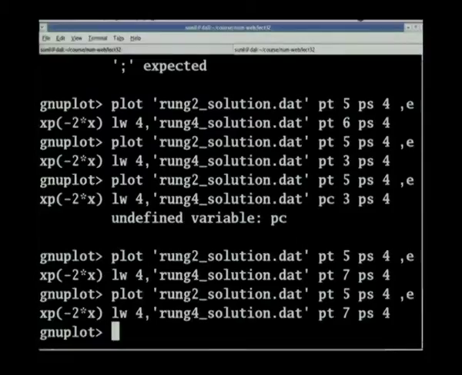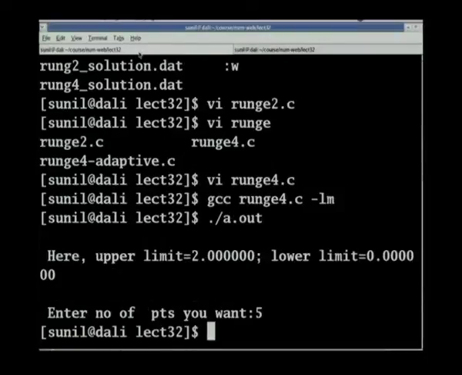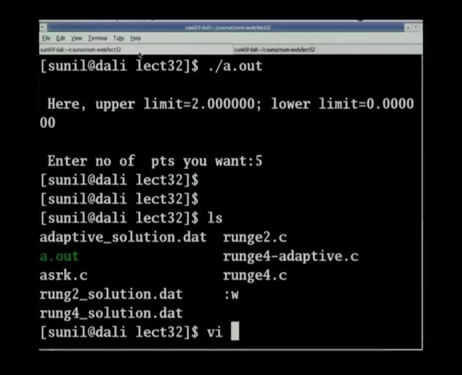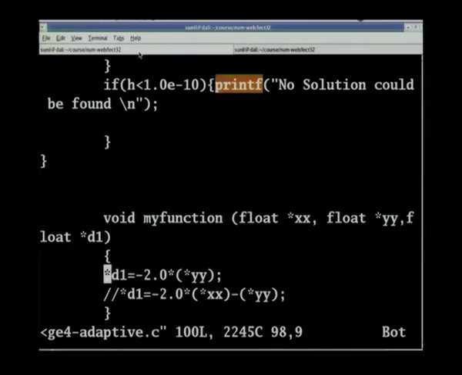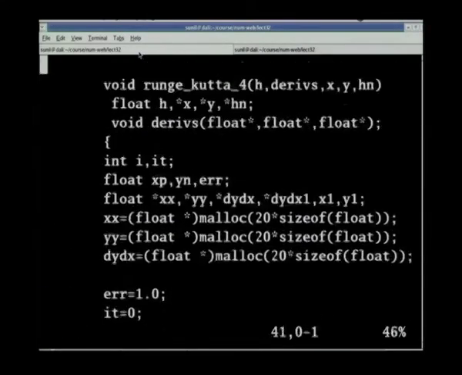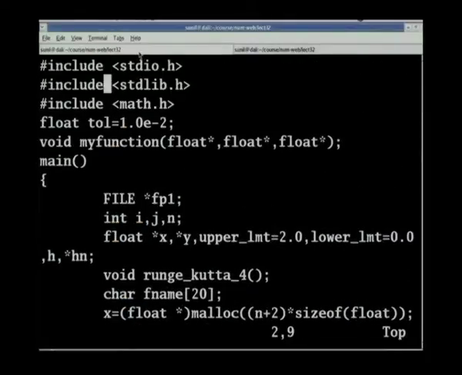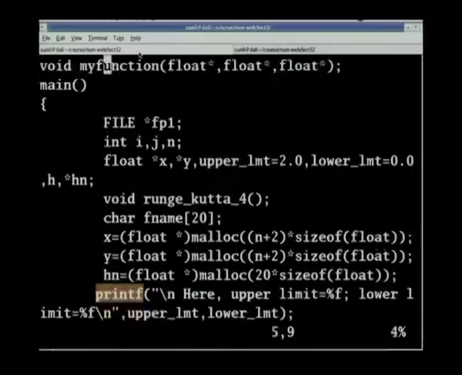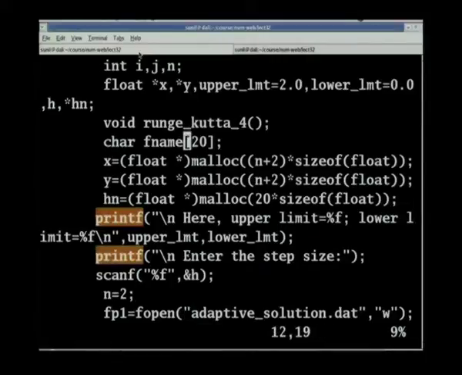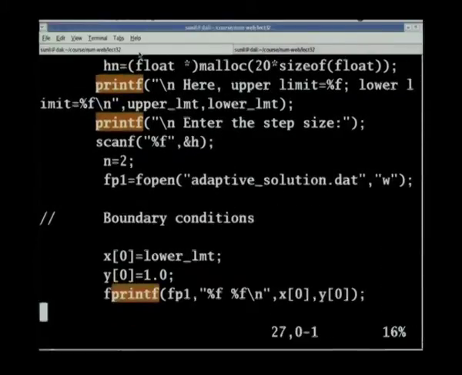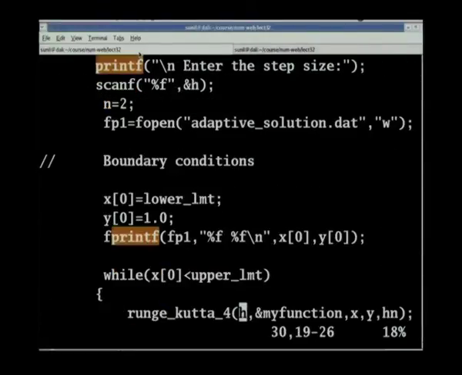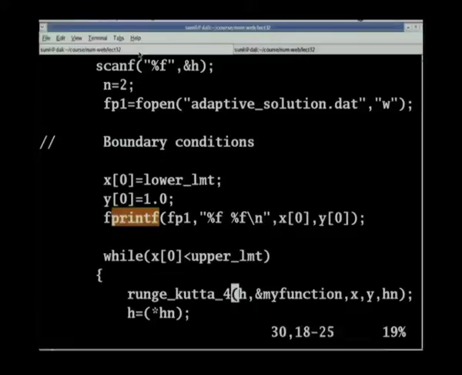So that is given here in this program. I am using a fourth order Runge Kutta using adaptive step size here. Now this program is slightly longer because we have to determine the step size, so I have written it slightly differently. This function is going to call Runge Kutta order 4, but now with adaptive step size. That's what we are going to call.